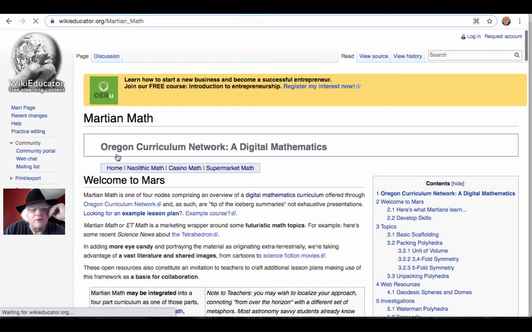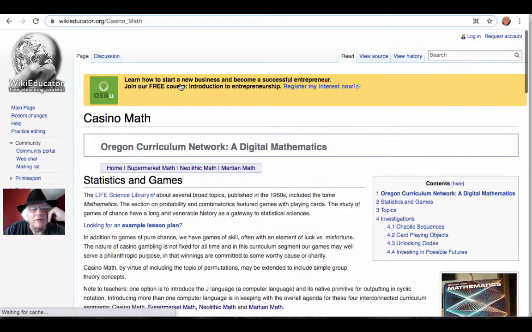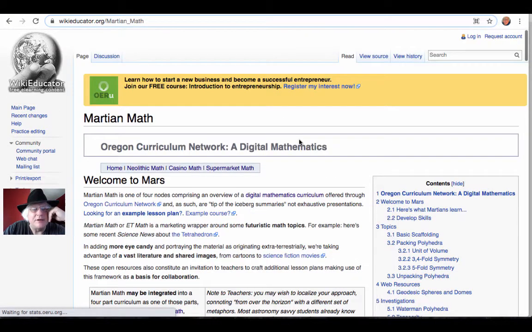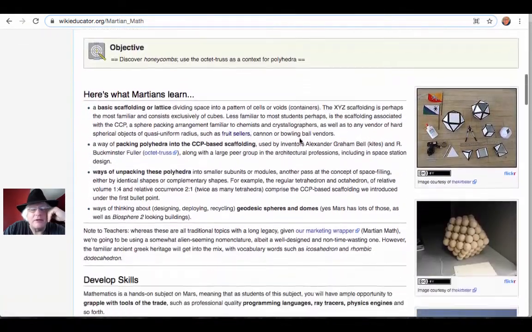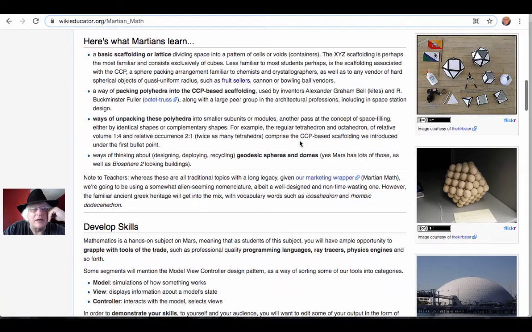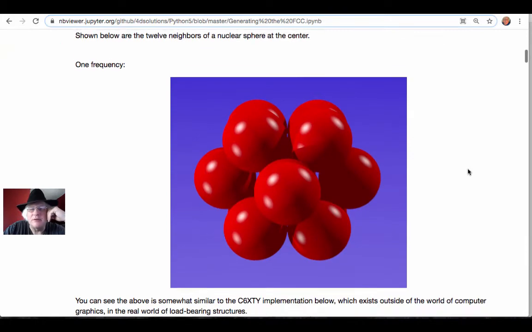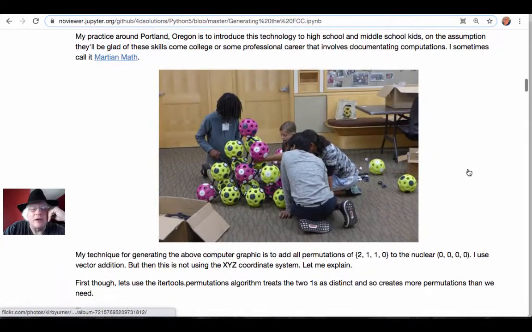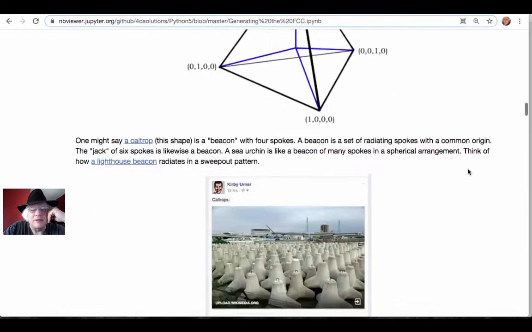It's my Silicon Forest offering, and it's in the context of these other maths that they probably will never use or hear of: supermarket math, Martian math, and casino math. It's like, what? What are we talking about? So take it or leave it. You don't need to take the whole context. But the Martian math itself is going to take you into polyhedra, sphere packing, and you can't avoid now the streamlining impact of the fuller syllabus, the Bucky stuff.